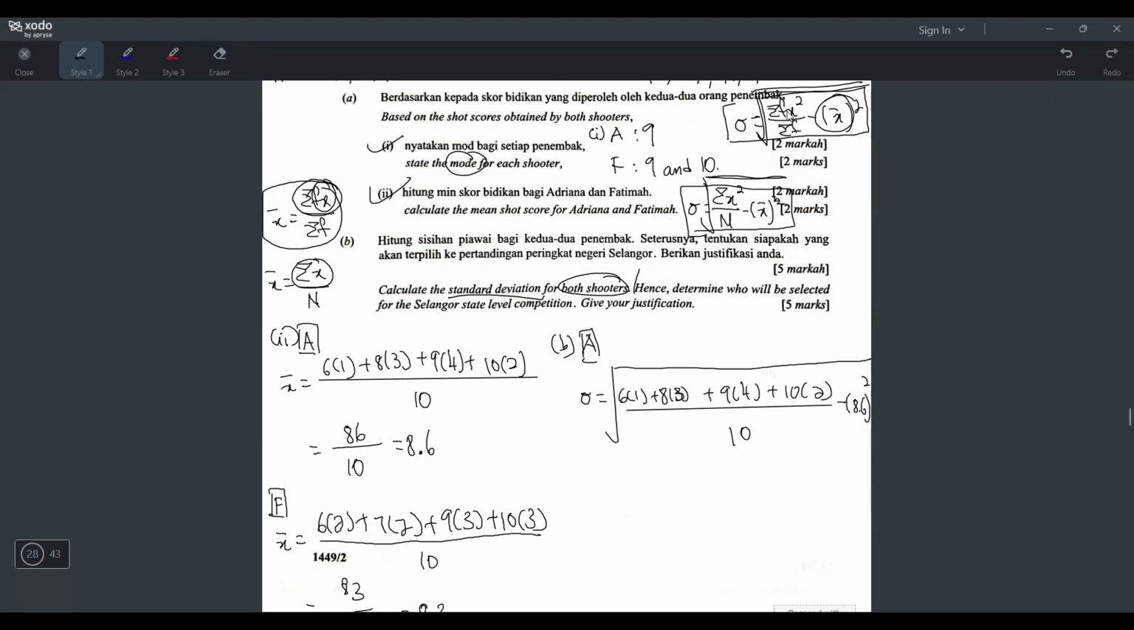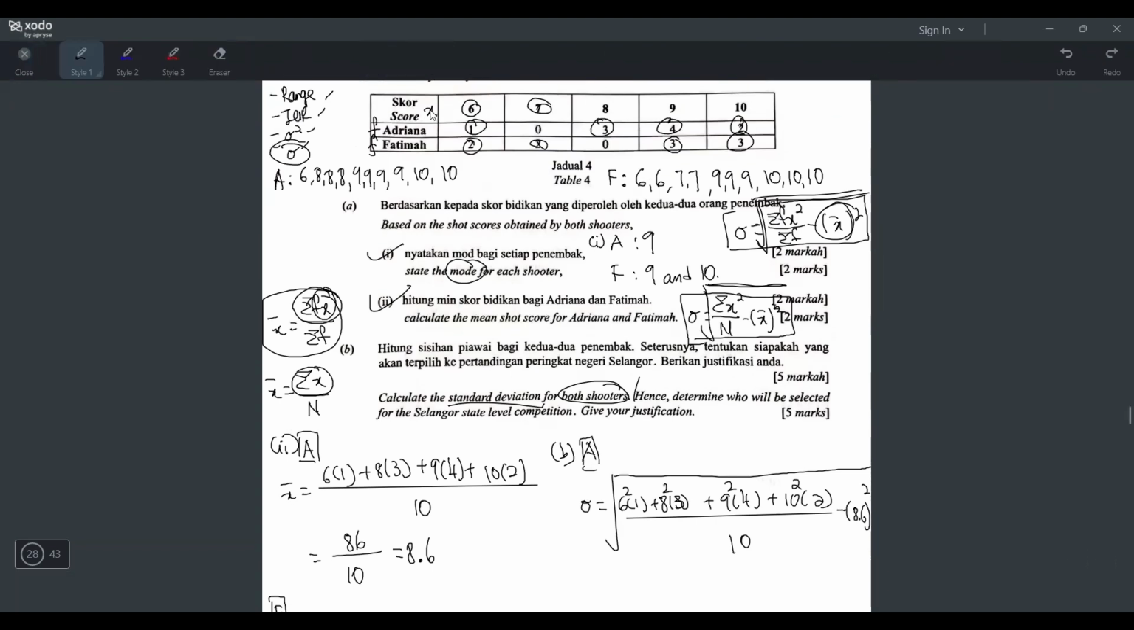Because the formula says have to take x square, which is the data square, times frequency, and then only add up. It means that who gets squared? 6 or 1 or both? Actually, only 6, right? This one also same. Only the 8 gets squared, 9 gets squared, 10 gets squared, right? The reason is because we only square the x, the data. We never square the frequency. And if you look at the table, you can see the x is the 6, 7, 8, 9, 10. That is why the 6, 8, 9, 10 get squared. But the frequency 1, 3, 4, 2, that one no need to square.